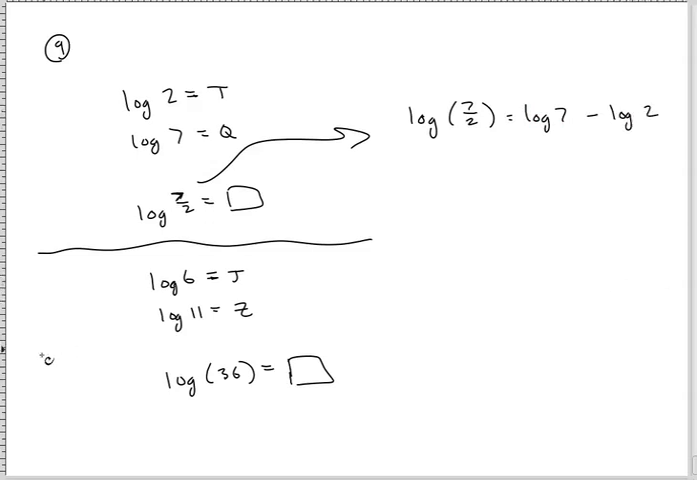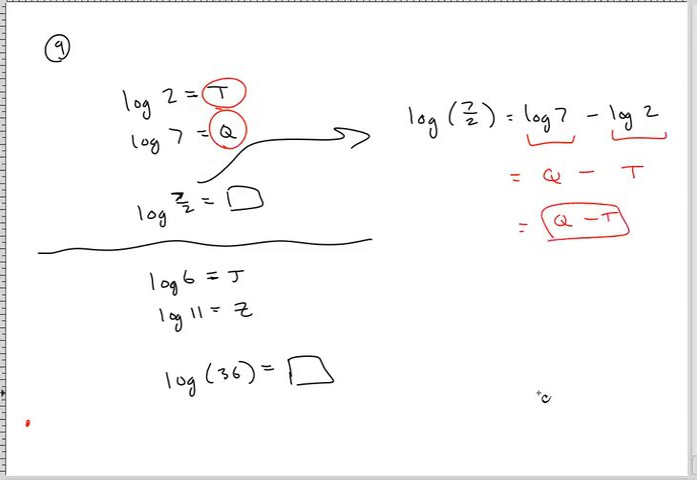And what I'm doing now is I'm going to look around and see if I got anything that makes sense with this. Well, log 7, oh, I see that. It's right here. It's a Q. And then, log 2, I have that. It's a T. And so that's actually your answer that you're going to type into your homework program: Q minus T. That's it. That was it. That's all you got to do. Kind of easy.